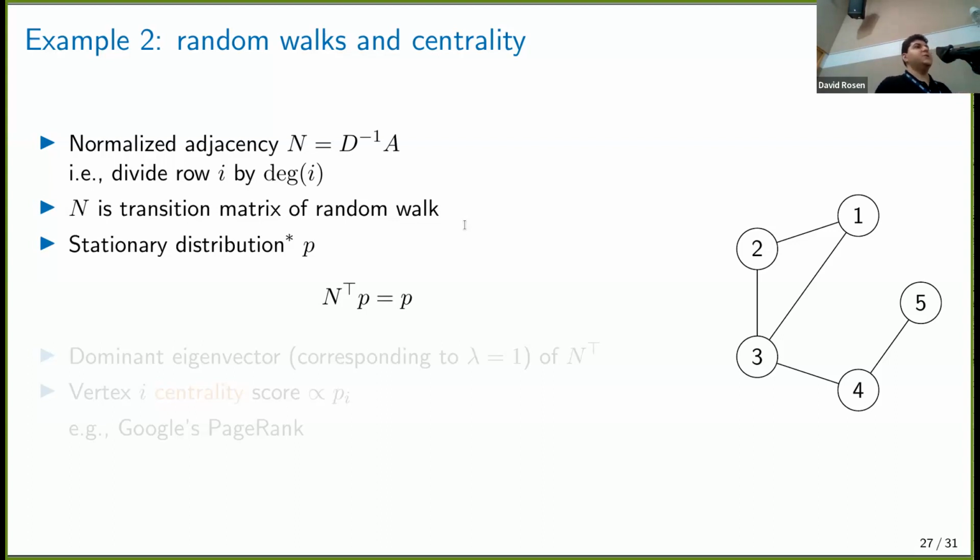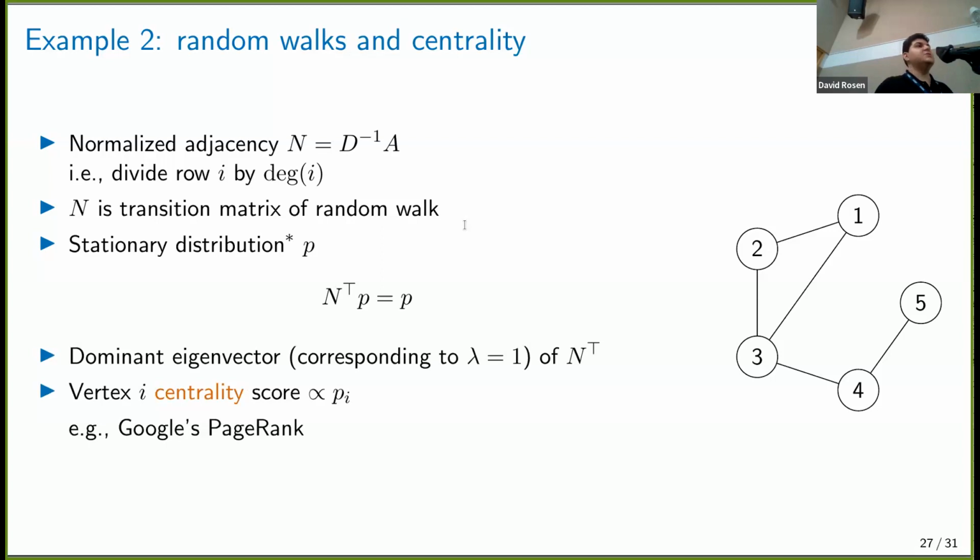And it turns out that under some regularity conditions, if you keep track of the probability of where you are on the graph, and in each round, just look at the neighboring vertices and pick one uniformly at random, and if you continue doing that, your probability of where you are converges to some probability distribution called the stationary distribution of the Markov chain, and it remains constant after that. And this turns out to correspond to the dominant eigenvector of N transpose.